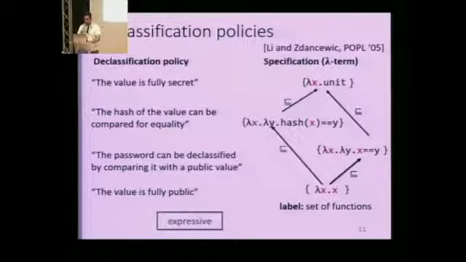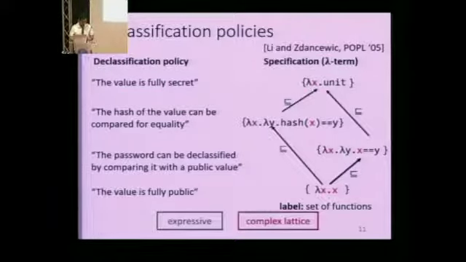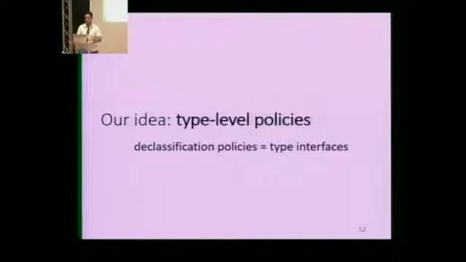The root problem with this approach is that we have a very precise way to express the classification for values, but it is also very hard to reason about the lattice structure because it involves general semantic interpretation of functions. So our idea is to simplify that by using type-level policies instead of value-level policies. The insight is that type interfaces can express the classification policies.